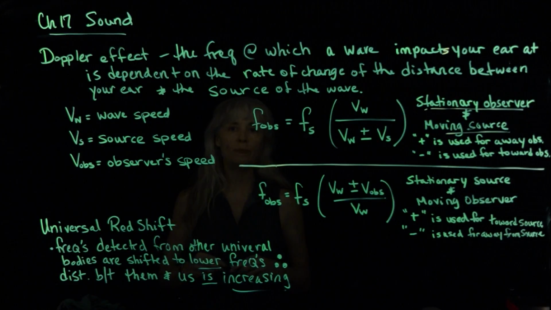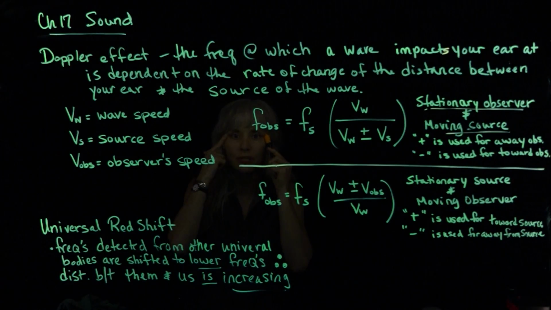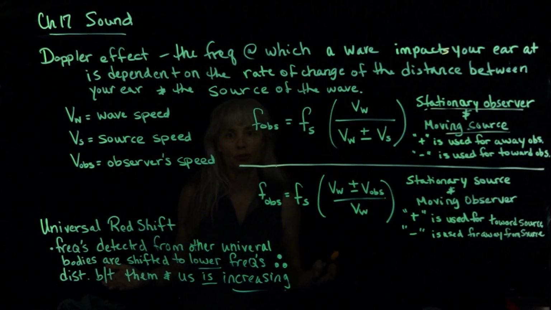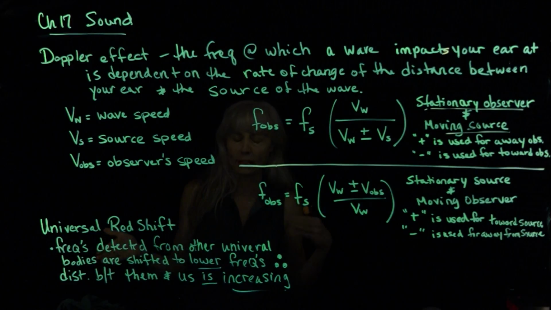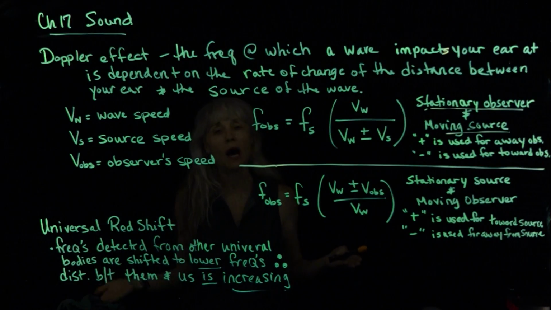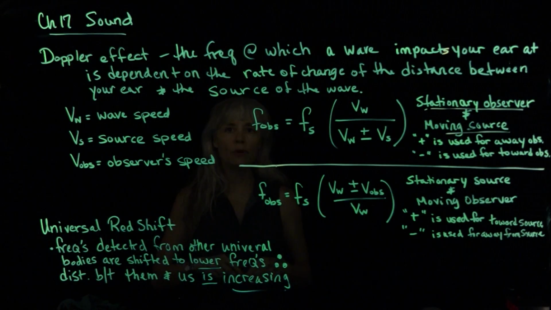And why red? Because in the light part of the electromagnetic spectrum, that's the part of the electromagnetic spectrum that these detectors can actually see. Red is the smallest frequency amongst those colors. Red is the lowest frequency, and blue is the highest frequency. So we refer to that as a red shift.